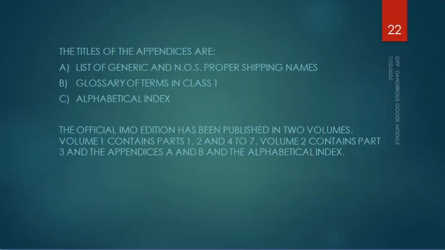Titles of the appendices are the list of generic, not elsewhere specified, proper shipping names, the list of names that go with the items. We saw in the table which talks about proper shipping name given to a particular substance which is being transported. First, we saw the UN number, and we came to the proper shipping name in that chapter, in that table.